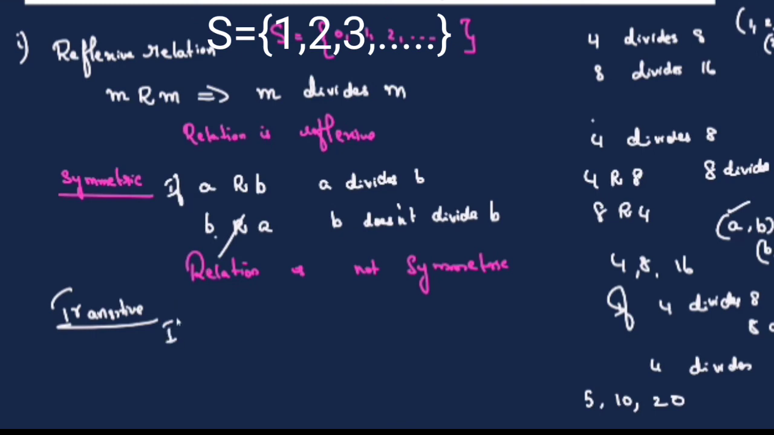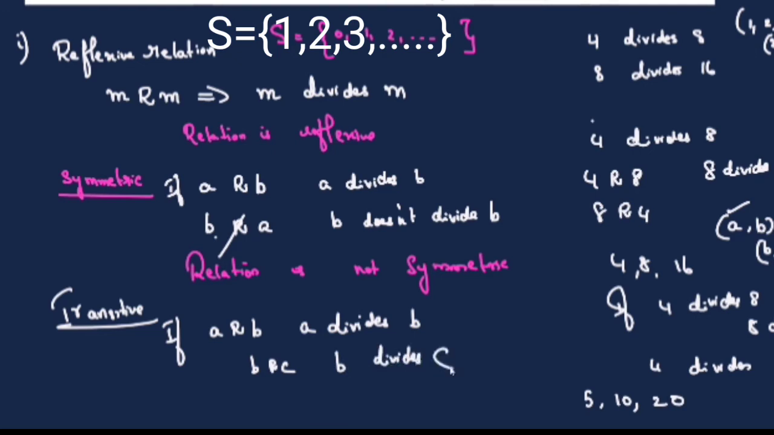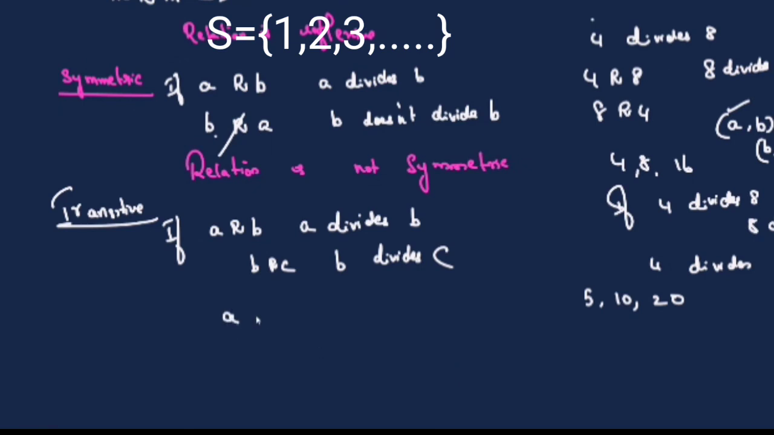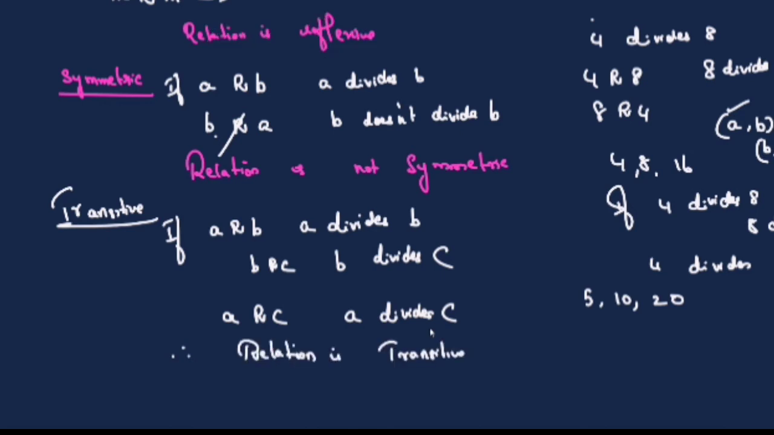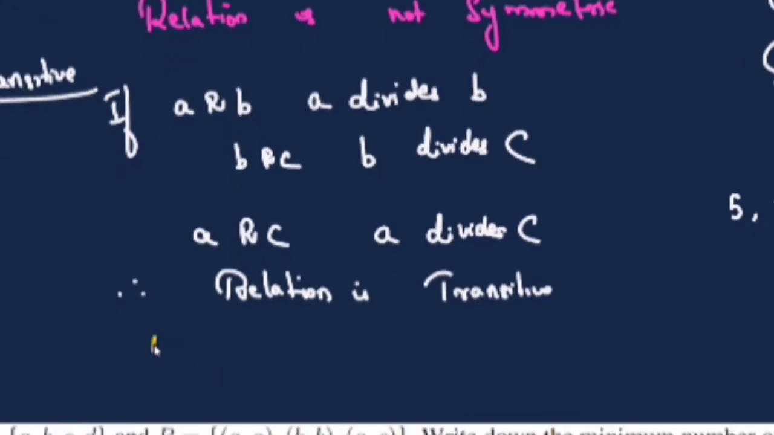If A is related to B, that means A divides B. B is related to C, that means B divides C. Then automatically A is related to C because A will divide C. Therefore, this relation is transitive. Is it an equivalence relation? It is not an equivalence relation, because for one thing it is not symmetric.